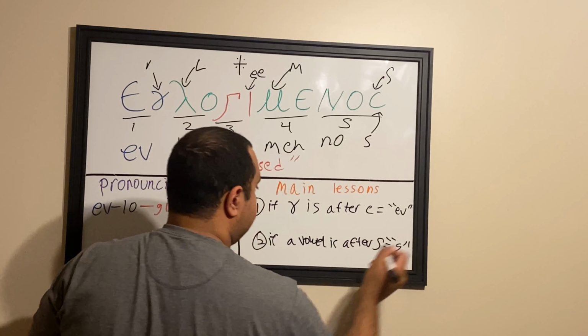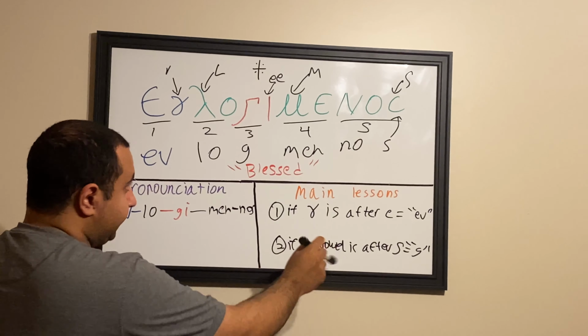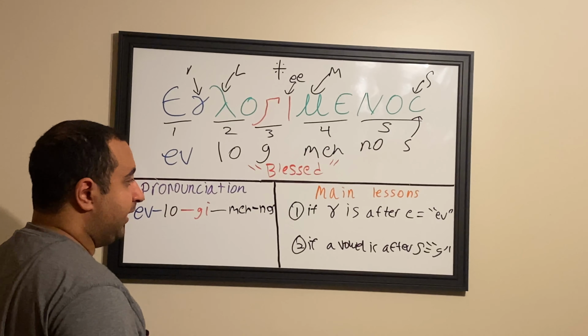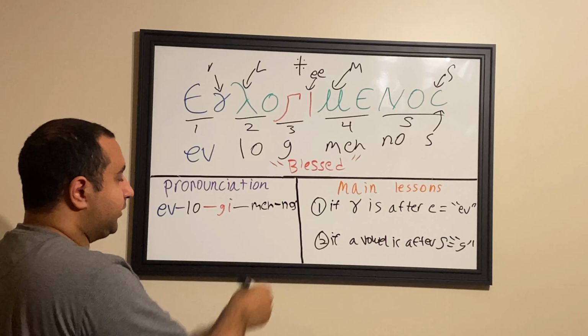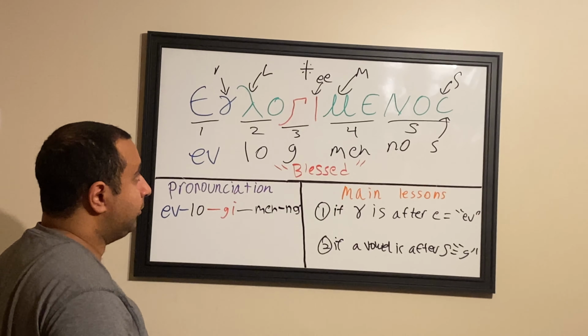it's a G. Okay, so there are other cases where the gamma will act differently, and we will look at those separately. However, these are the 2 main lessons for today, and we will see you on the next episode.